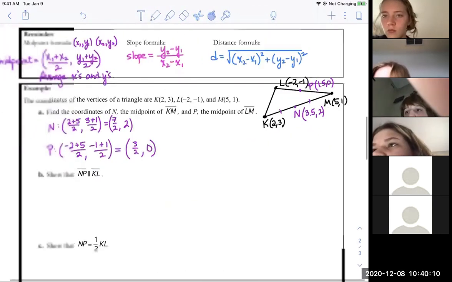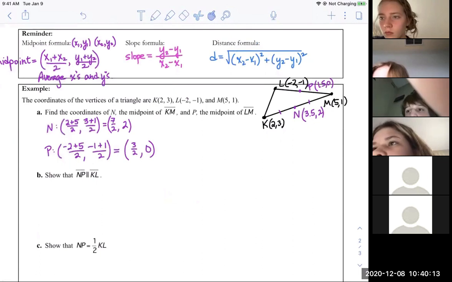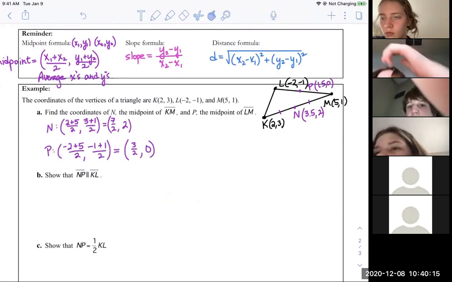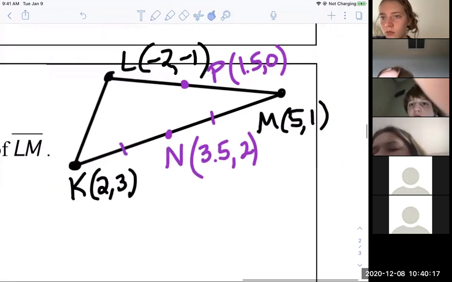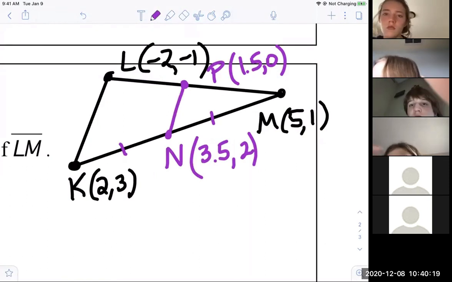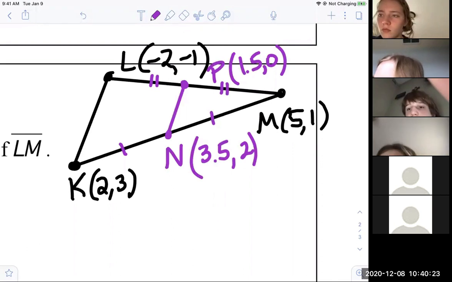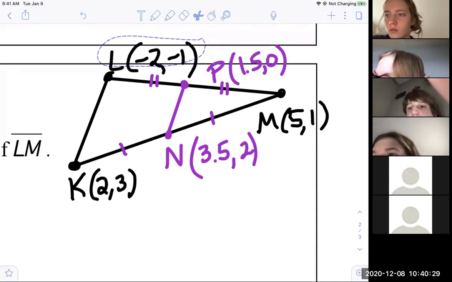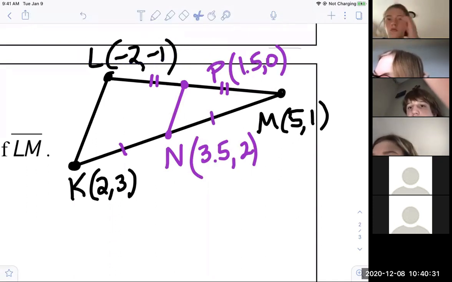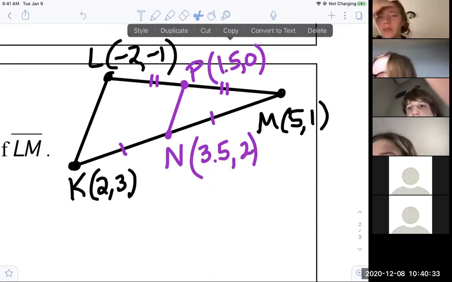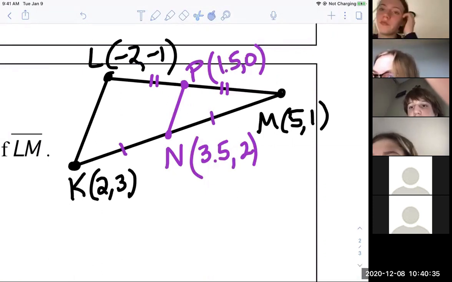All right, now it says show that segment NP is parallel to segment KL. So let's actually draw segment NP. Now remember, P was the midpoint of that side. How would you describe segment NP? Wouldn't they be mid-segments? The mid-segment.